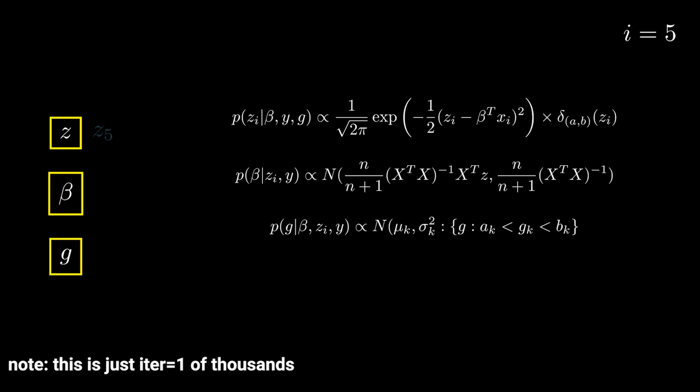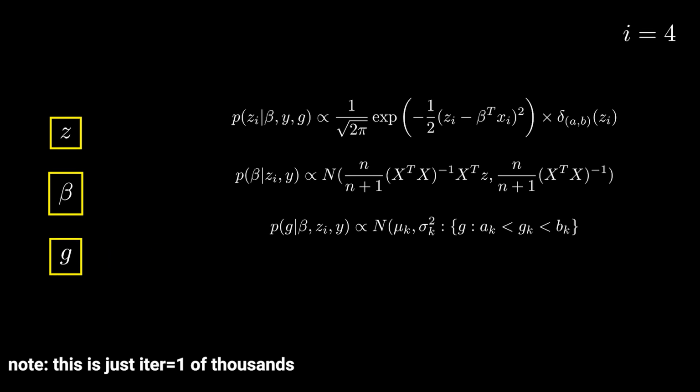After we've fully updated z, we can sample beta conditioned on z and g. This is just sampling from beta's normal posterior distribution. When beta is updated, we move on to updating g in the same way, but just sampling from its full conditional distribution. Once this is done, we've completed the first iteration of our Gibbs sampler.